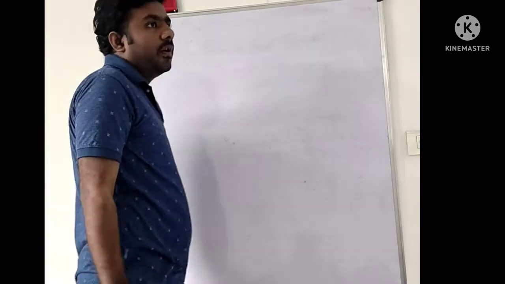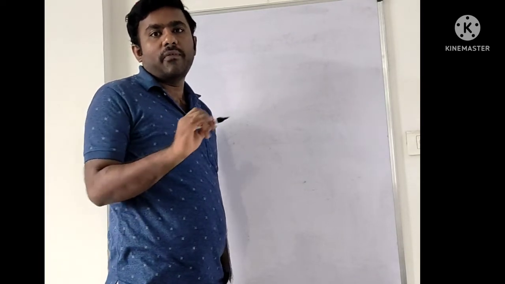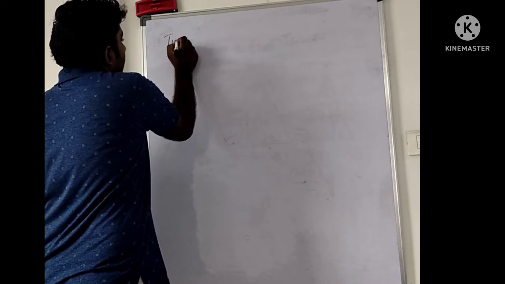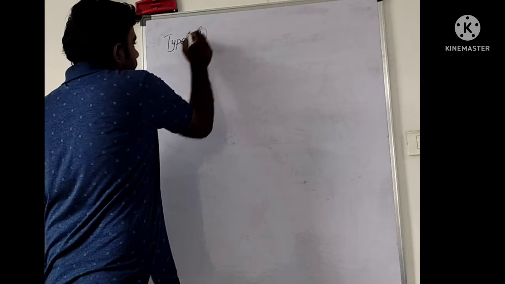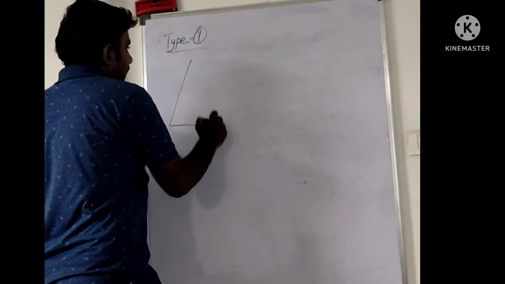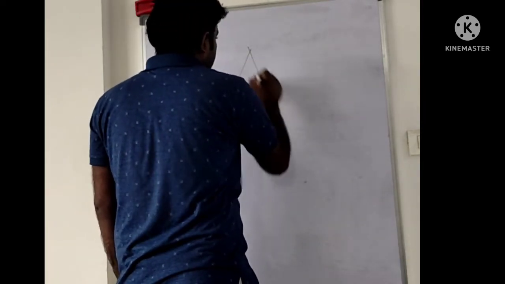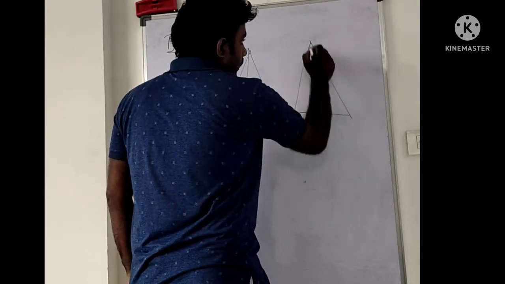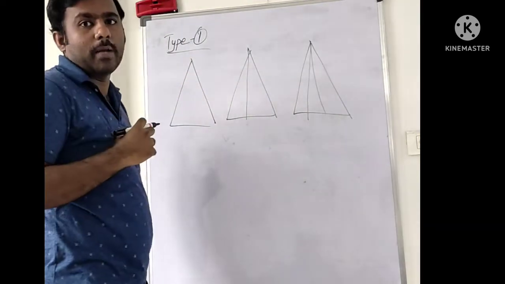Suppose we have different types of figures in which we can find the number of triangles. We will discuss them in the form of types. First, we will discuss type 1. Here consider some basic figures. These are type 1 figures.